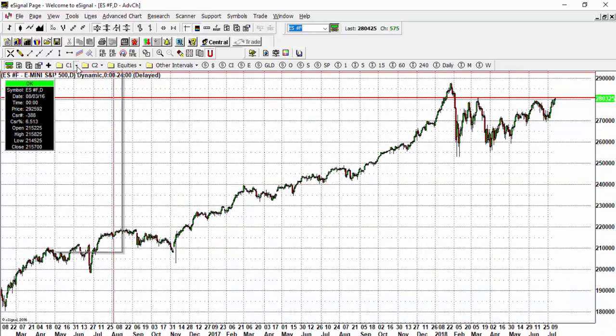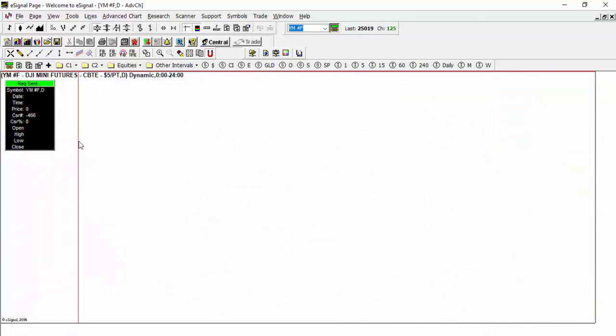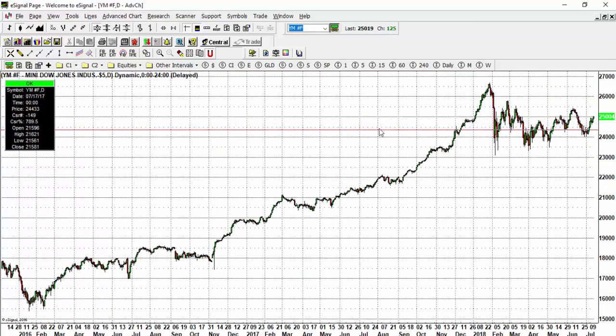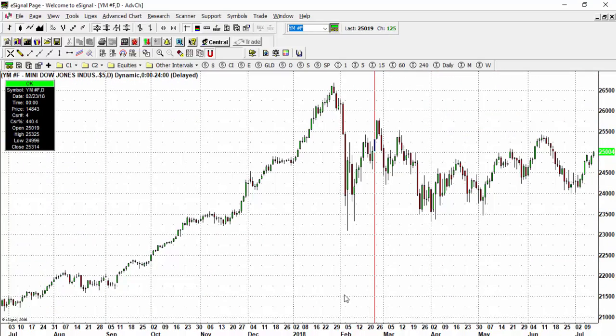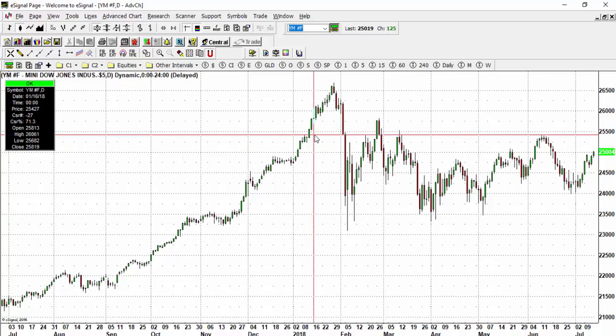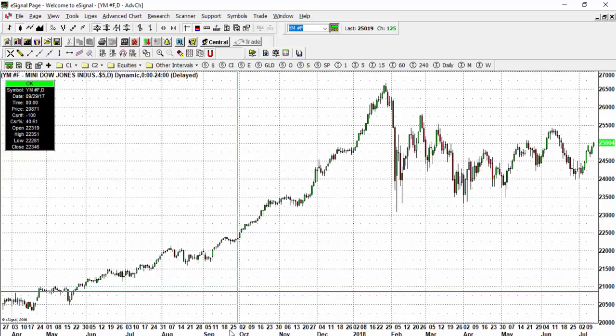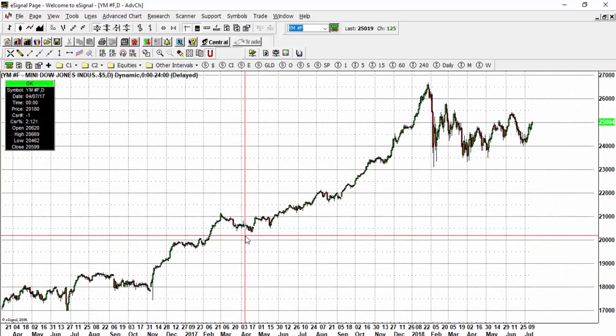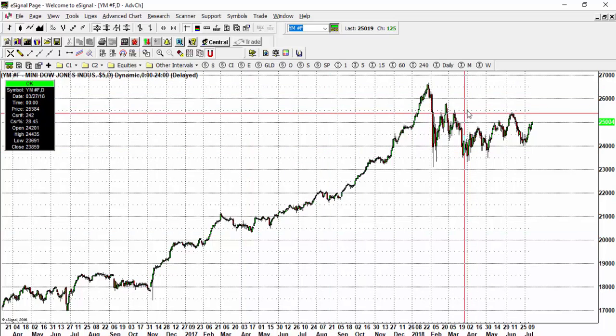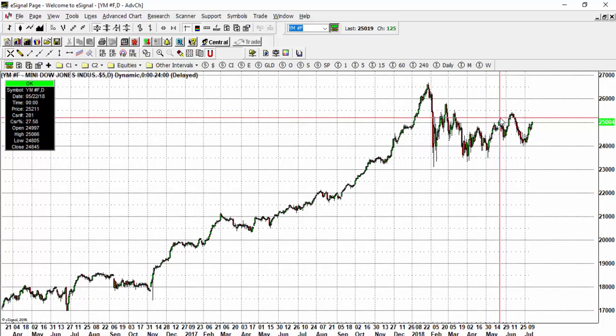If we look at what happened in the Dow Jones Industrial Average, similar situation, but the market did not challenge the high near 25,550. And what we're seeing is some divergence in the different averages. The S&P 500, the Dow, and the Nasdaq are performing differently because the Dow did not go up to its resistance area.